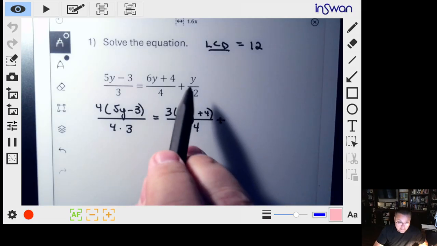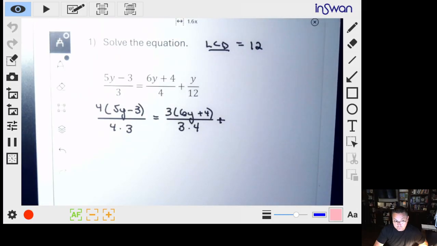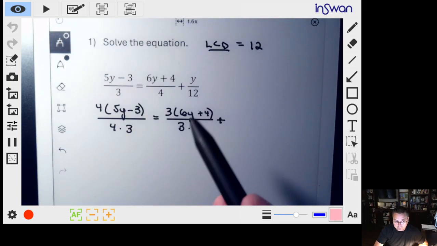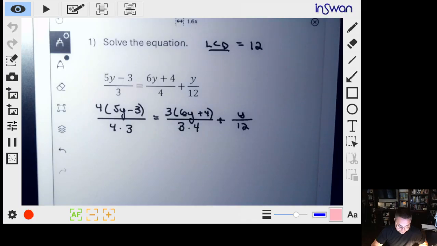And then we're going to go ahead and add. Now this fraction right here already has 12 in the denominator, so we're good. We don't have to multiply top and bottom by anything. So we'll just leave that as y over 12.